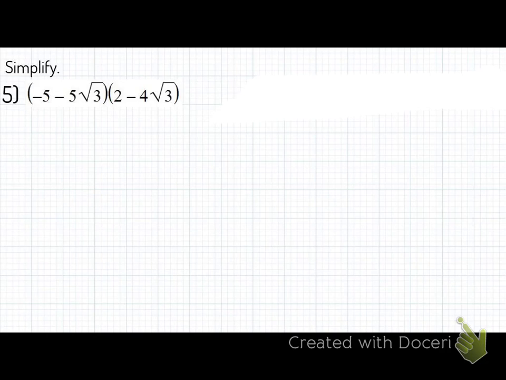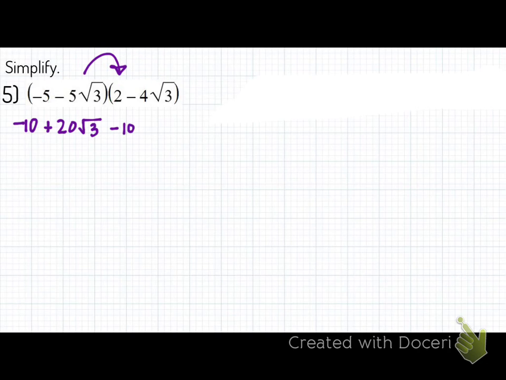So we got negative 5 minus 5 rad 3 times 2 minus 4 rad 3. So the first thing you want to do is we're just going to start with negative 5, and we're going to multiply. What's negative 5 times 2? Good, negative 10. Okay, and then we do it again. What's negative 5 times negative 4 rad 3? Positive what? Positive 20 rad 3. Good.